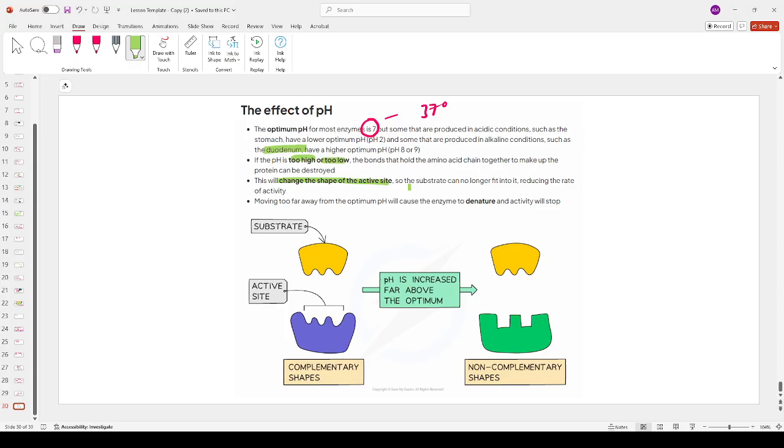So pH does what? Very, very similar to temperature. What does it do? It changes the active site. They both cause denaturing. Can an enzyme renature? Not possible. Moving too far away from the optimum pH will cause the enzyme to denature and activity will stop.